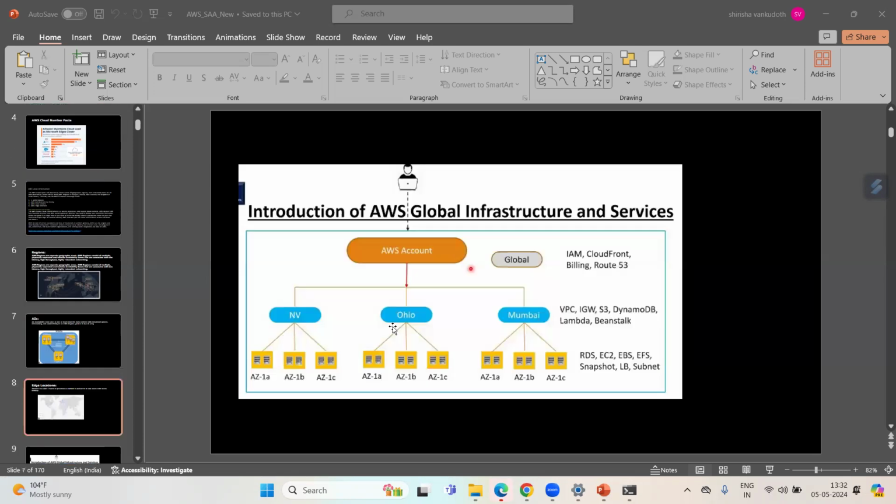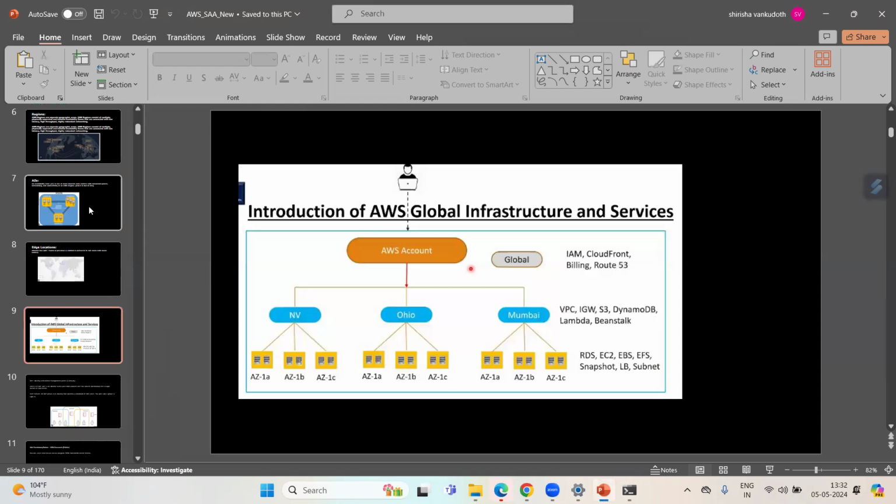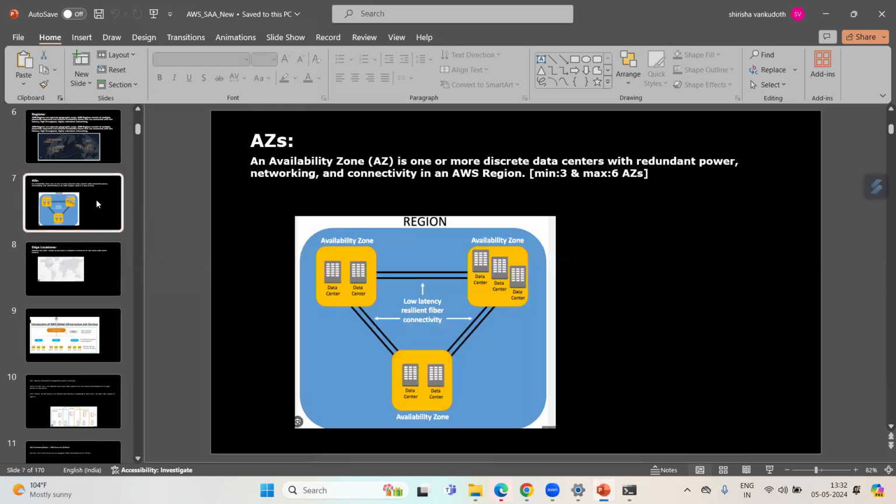Okay, and we will see how the regions are divided in the console, but first we'll just talk about the theory, then we'll jump into the console. So what is an AZ? AZ is an availability zone. An availability zone consists of one or more discrete data centers.